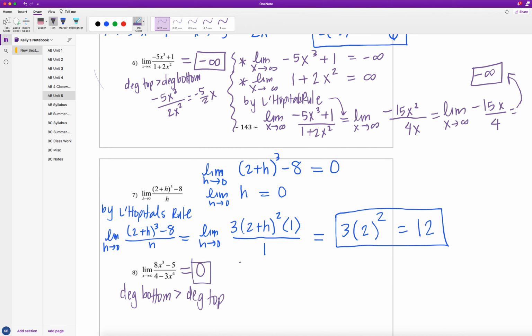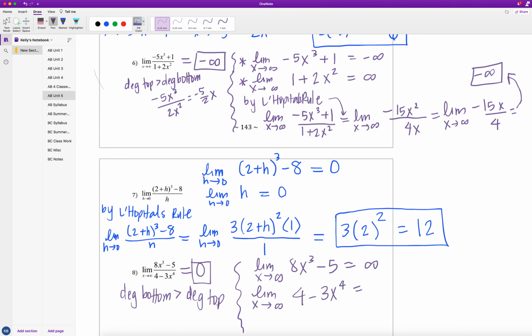Since the degree of the denominator is larger than the degree of the numerator. Now, if we worked it out with L'Hopital's rule, we'd have to first show why we can use L'Hopital's rule. So we're separately computing these limits: the limit as x approaches infinity of the numerator, which would equal infinity, over the limit as x approaches infinity of our denominator here.